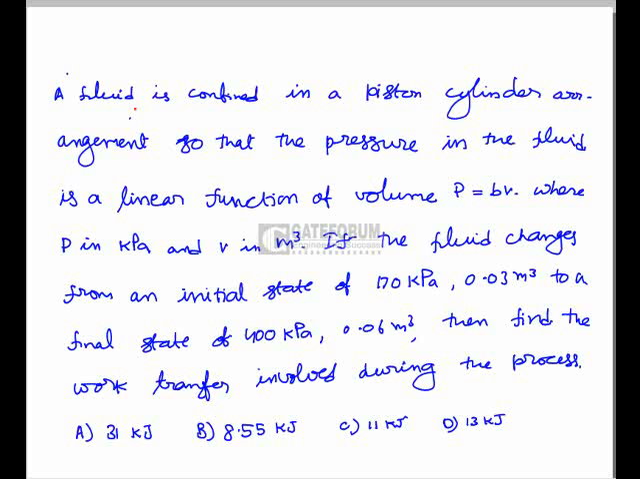A fluid is confined in a piston cylinder arrangement so that the pressure in the fluid is a linear function of volume, P equal to a plus bV, where P is in kilopascal and V in meter cube. If the fluid changes from an initial state of 170 kilopascal, 0.03 meter cube, to a final state of 400 kilopascal, 0.06 meter cube, then find the work transfer involved during the process.